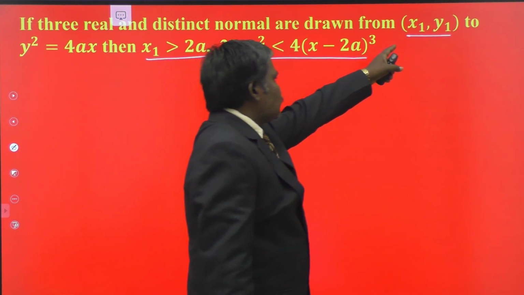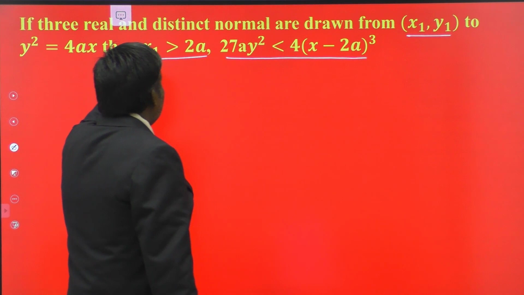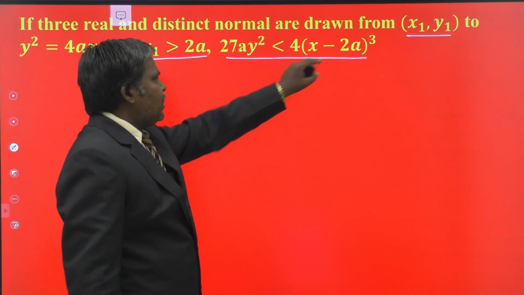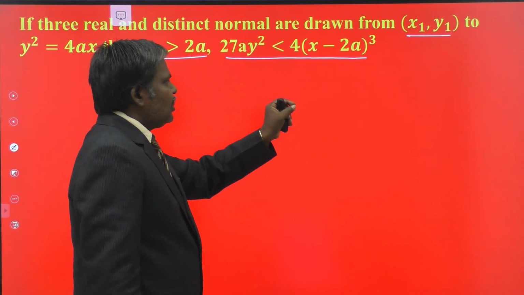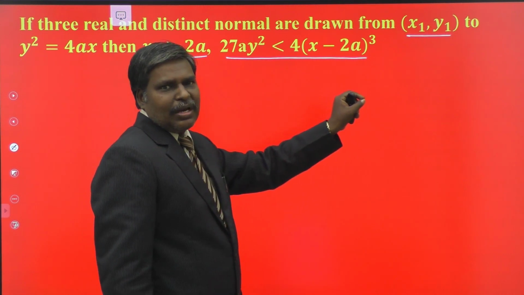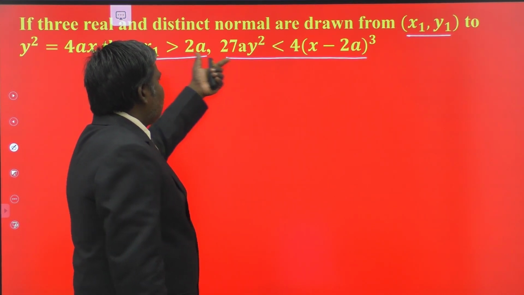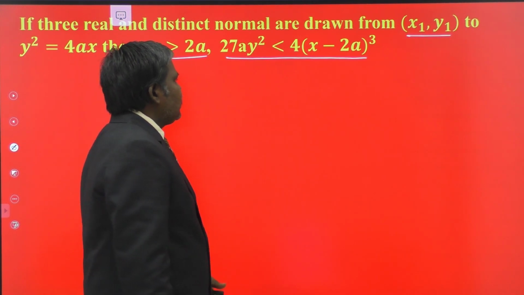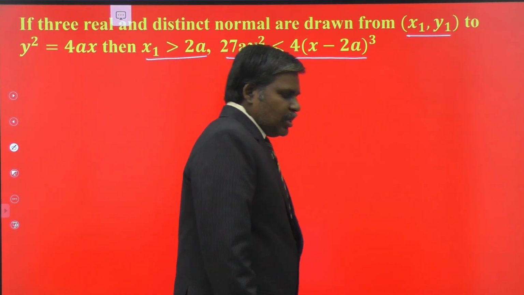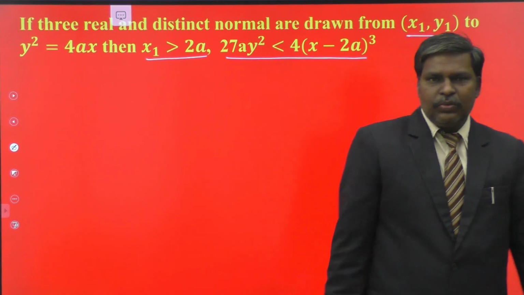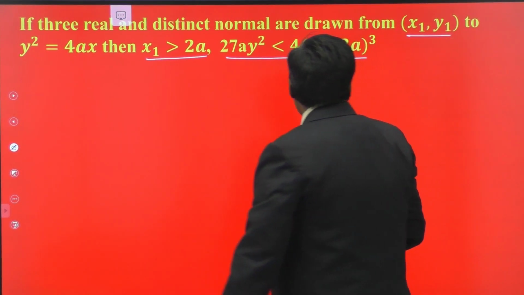Suppose your point is (x1, 0), it is enough that x1 is greater than 2a. Suppose your point is (x1, y1), which is not on the axis of the parabola, then the conditions are x1 greater than 2a and 27ay² less than 4(x − 2a)³. You are going to prove this. How to prove this one?